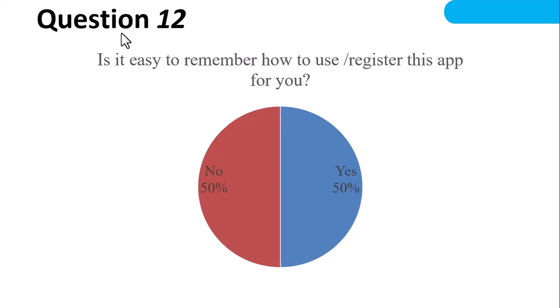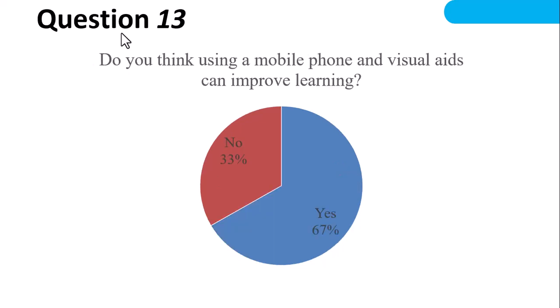Now question 12 is, is it easy to remember how to register or use this app for you? 50% said it is very easy, and 50% said no, we are not interested to register, and it is very difficult to register. The overall ratio is 50%.